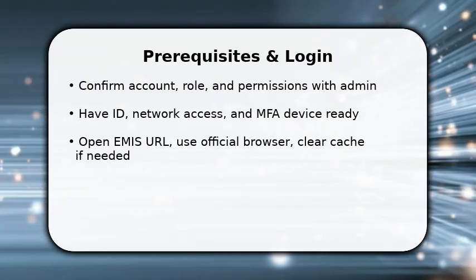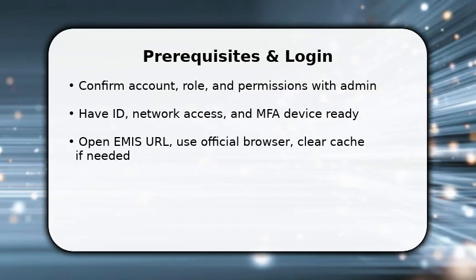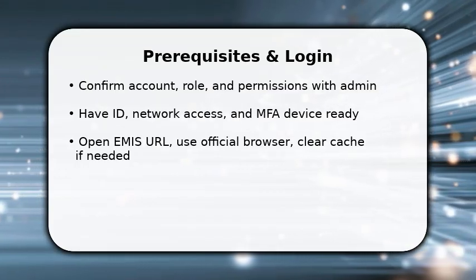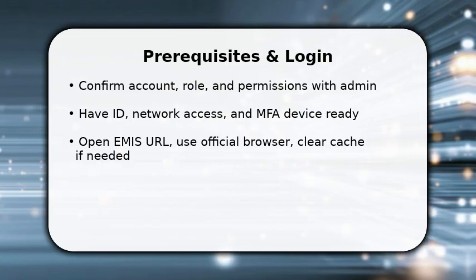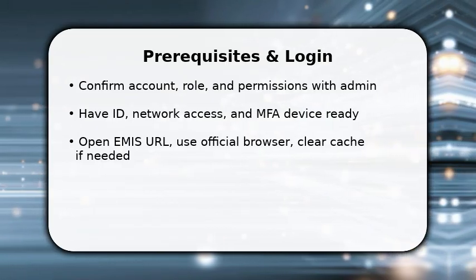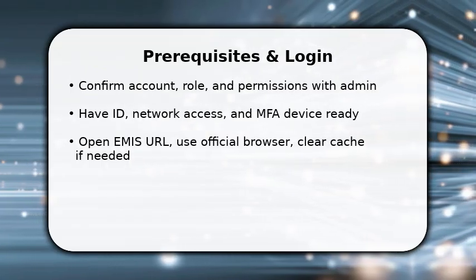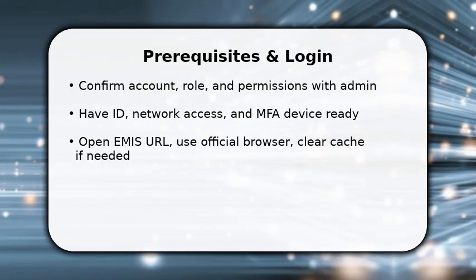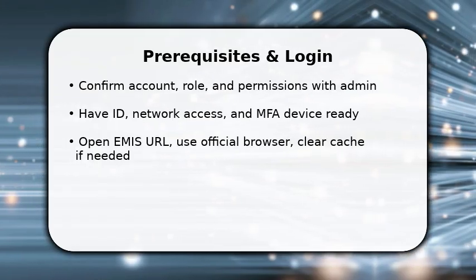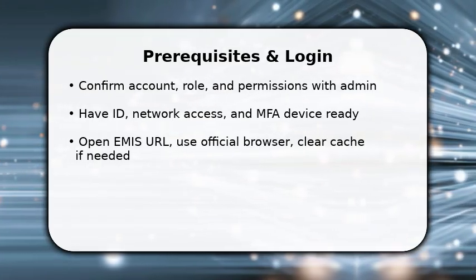You start by confirming prerequisites: account, role, and network access. Once you have credentials and MFA ready, navigate to the Emis login page and enter them. Make sure to select the correct role from the drop-down so the right modules appear. If you encounter a blocked page, clear cache and retry. Often that fixes session errors.